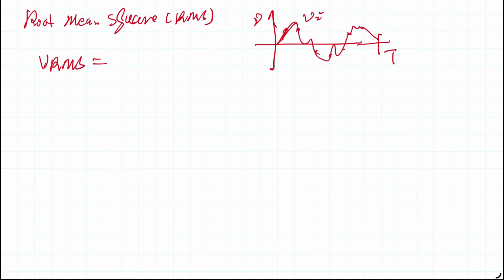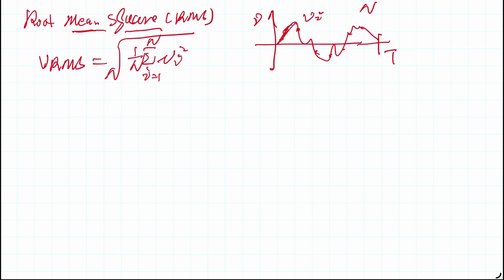So we go with the square first. We take Vi squared, and then the mean value. Let's assume in one period we have n samples. So we take the sum from i equal to 1 to n, then 1 over n. That's the sum, that's the mean part. Then we take the square root of this whole expression. So that's basically the definition of the RMS value in the discrete domain.